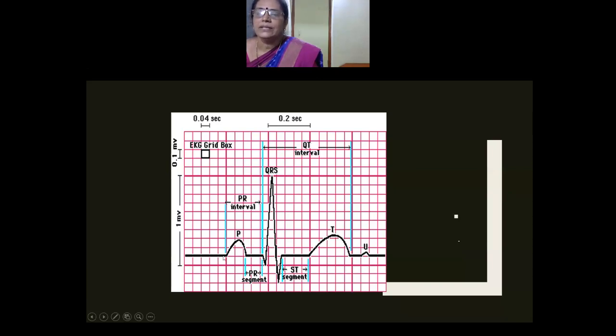P wave: here this is the graphical line, and the P wave is produced. It is a small and slightly upward direction of that graphical line, and it is due to the atrial depolarization. Then the QRS waves are produced. Look at here. This is the QRS wave.